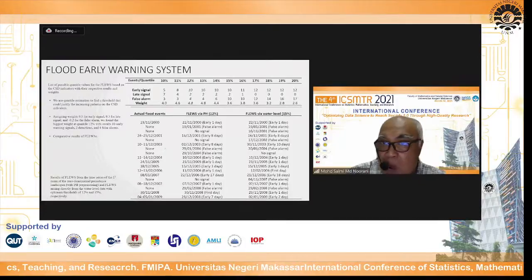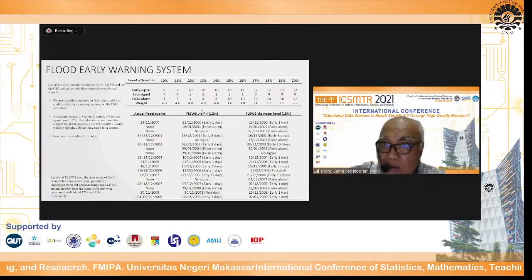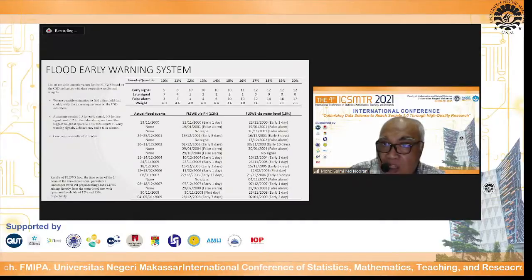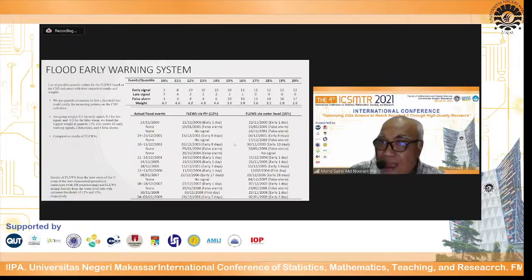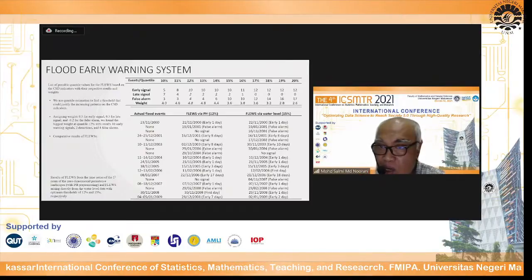So this is our finding and comparative result. The first column is the flood event, the dates of the flood event. The second column is our early warning system using persistent homology, and the third column is the early warning system without homology. Okay, you will see that. Let me summarize in a minute. So we do get early warning before the actual event and things like that, right?